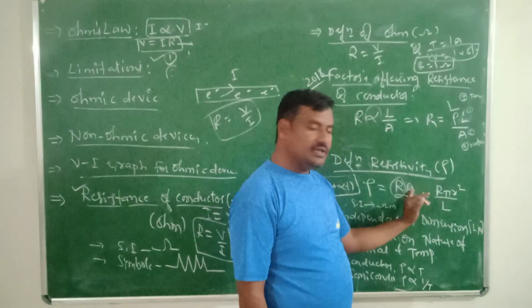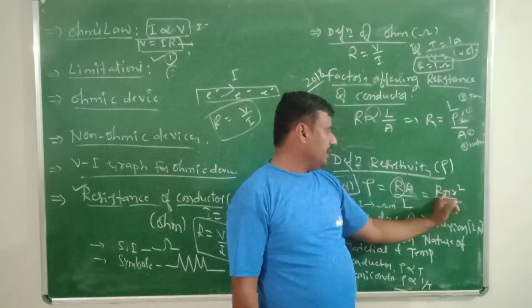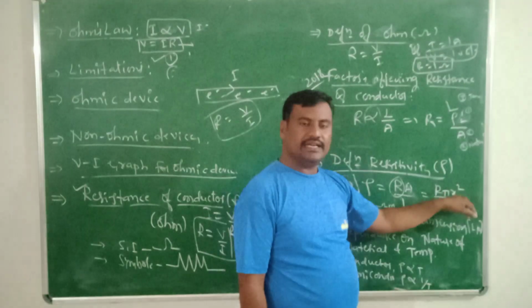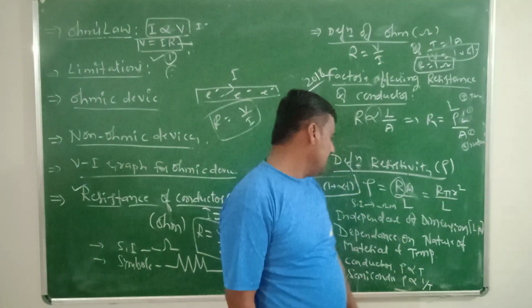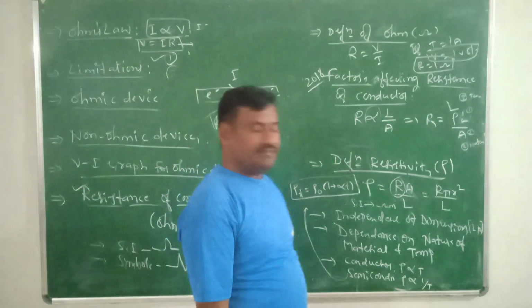Or we can write A means area of the conductor, area means formula we know, A is equal to pi r square, where small r means radius of that conductor, and divided by L is there, right? Now we discuss what is resistivity.